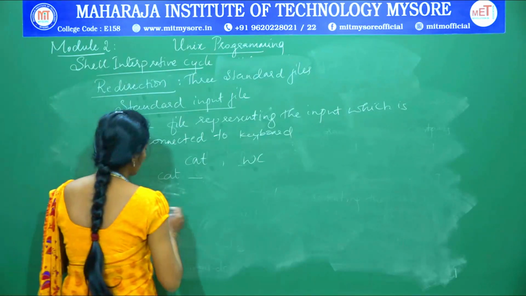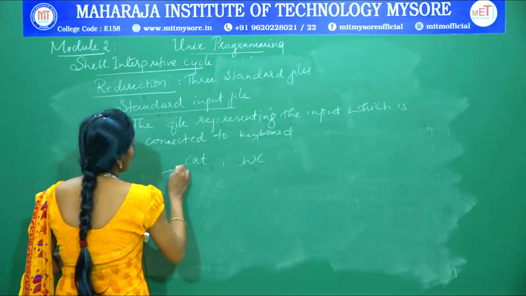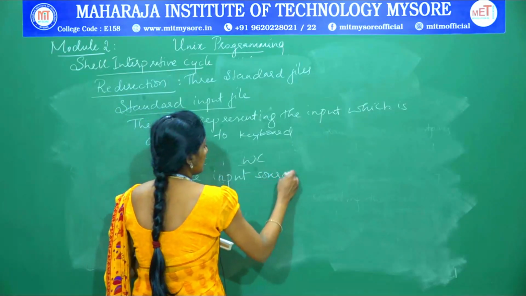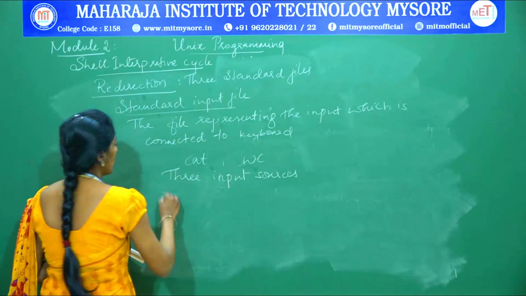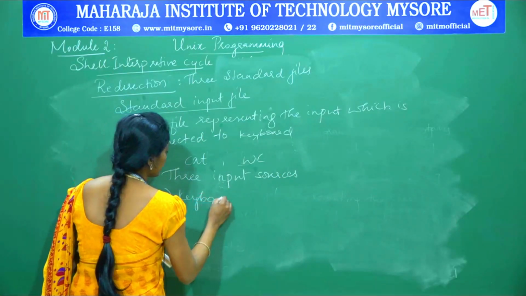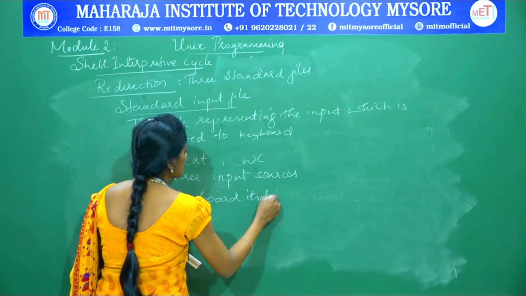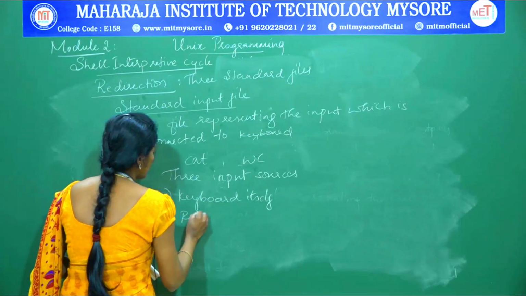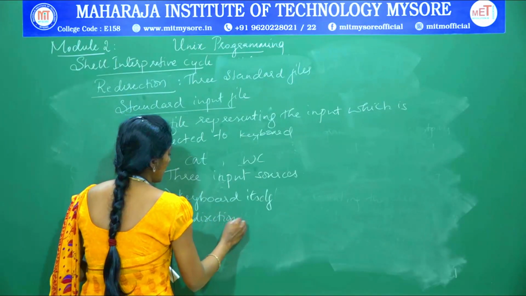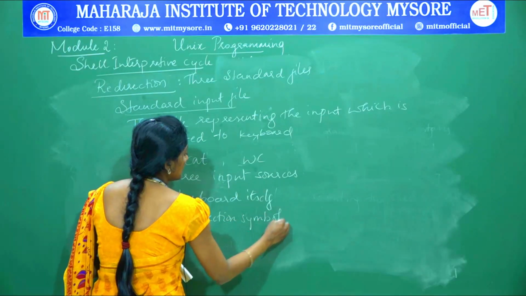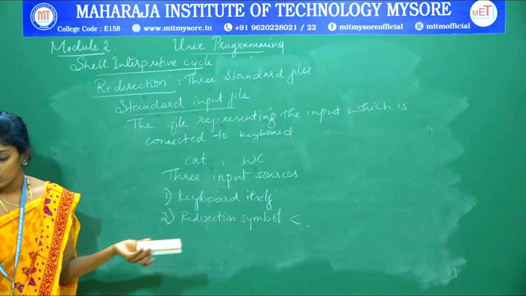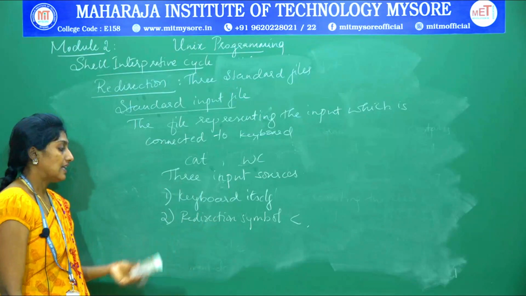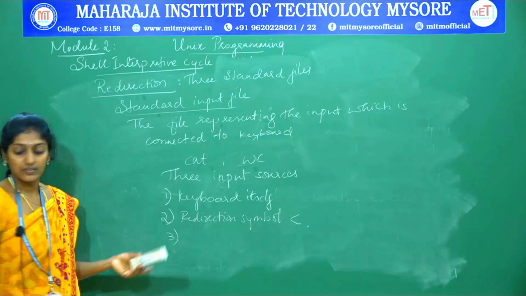The standard input file can be represented with three kinds of input sources. One is the keyboard itself, which is the default. The next one is the redirection symbol, that is the less than symbol. And the last one is what?